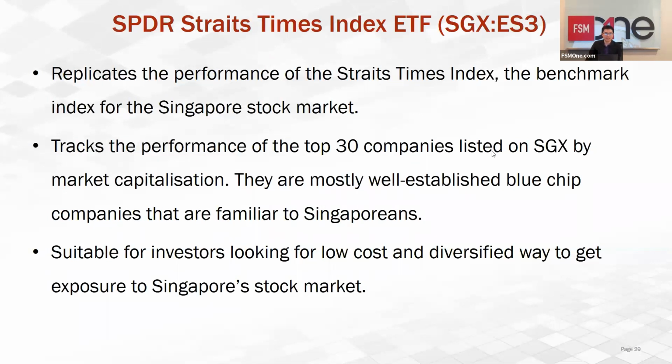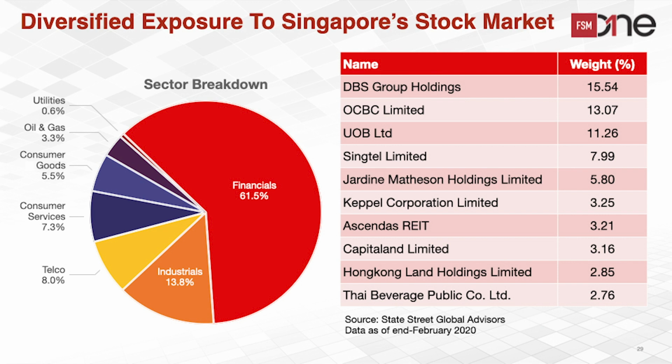Now, I think this ETF is suitable for investors who want to invest in the Singapore market using a low cost and also a diversified way to get exposure to our domestic stock market. And you can also see from this particular slide over here that a lot of these companies, they are blue chip names. So when you invest in the SPDR Straits Times Index ETF, you're actually invested in companies like DBS, OCBC, and UOB. And if you look down the line, these are all actually blue chip names that make up the bulk of Singapore's stock market.